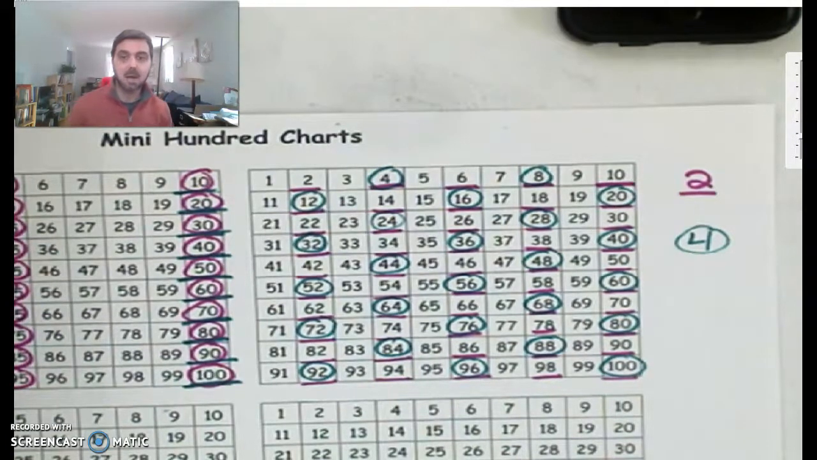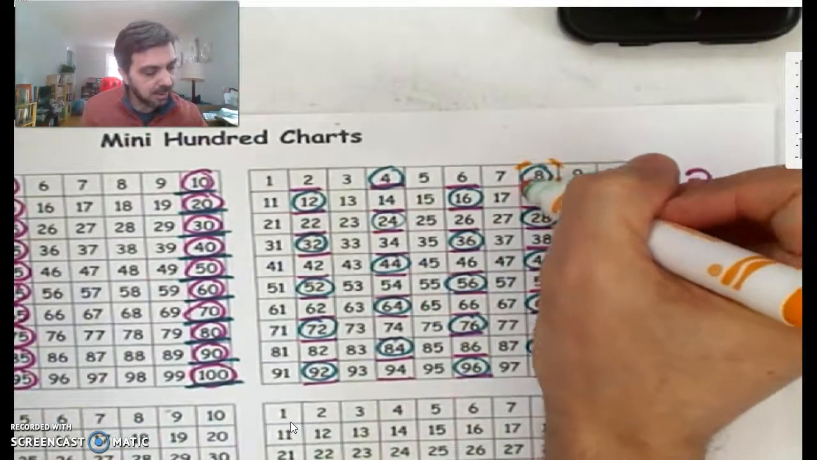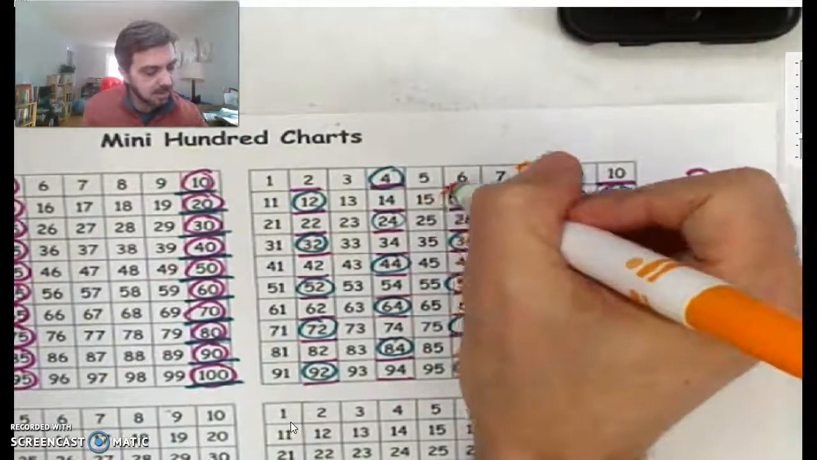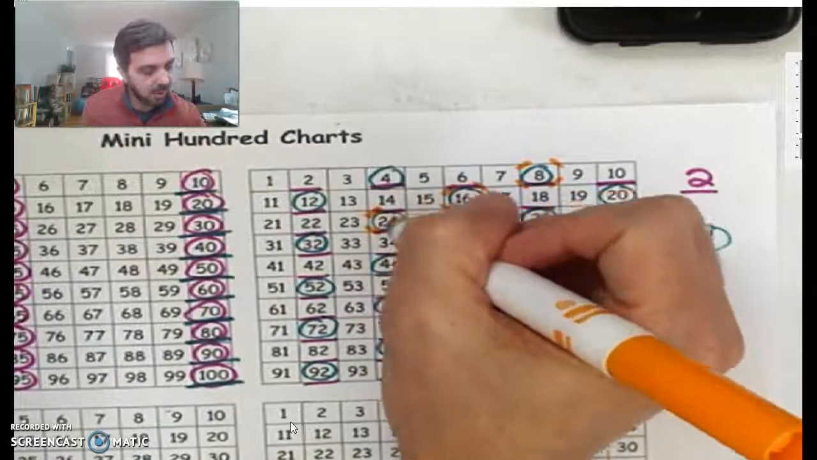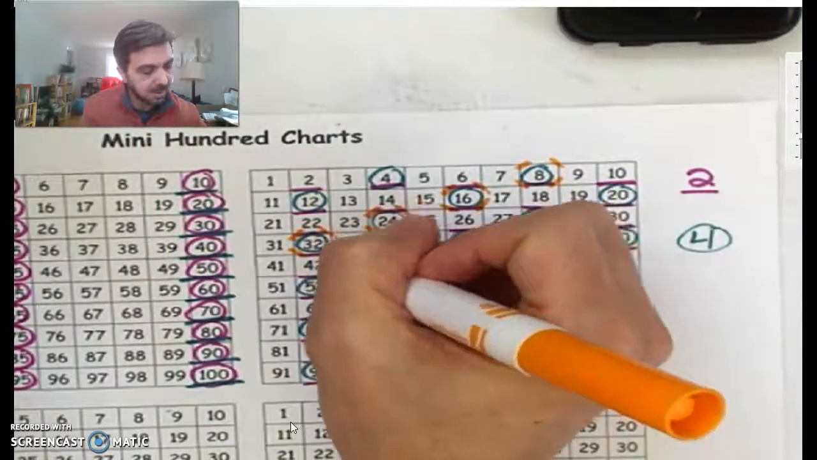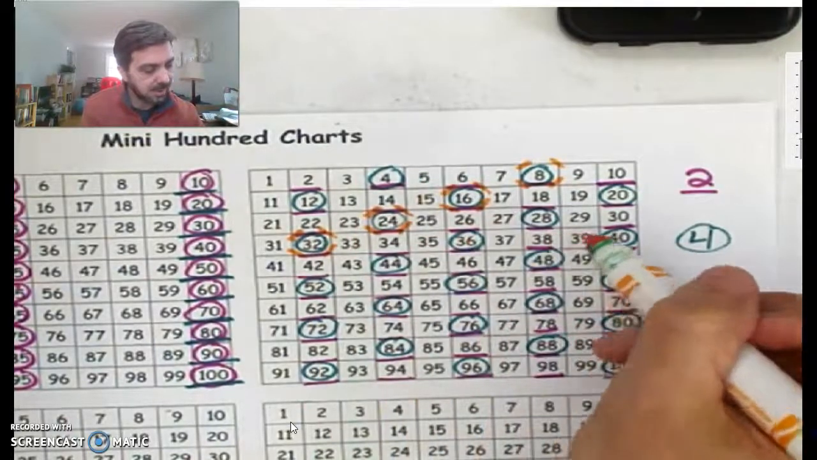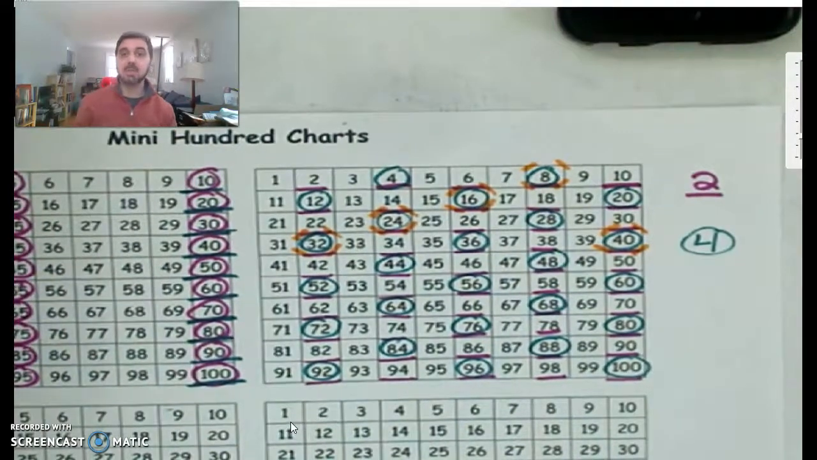Okay. All right. The last one we're going to do is our 8s. So for 8s, I just want you to put little corners in like this. Okay. So 8, 16. If you have a different color, that's great. 24. Okay. 32. 1, 2, 3, 4, 5, 6, 7, 8, 40. All right, so keep going up all the way to 100 and see where you end up. All right, I'll see you in a minute.